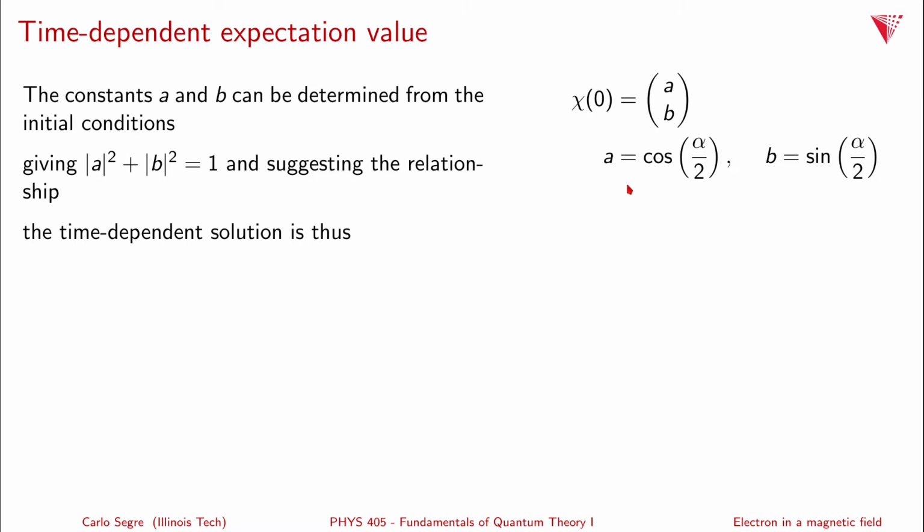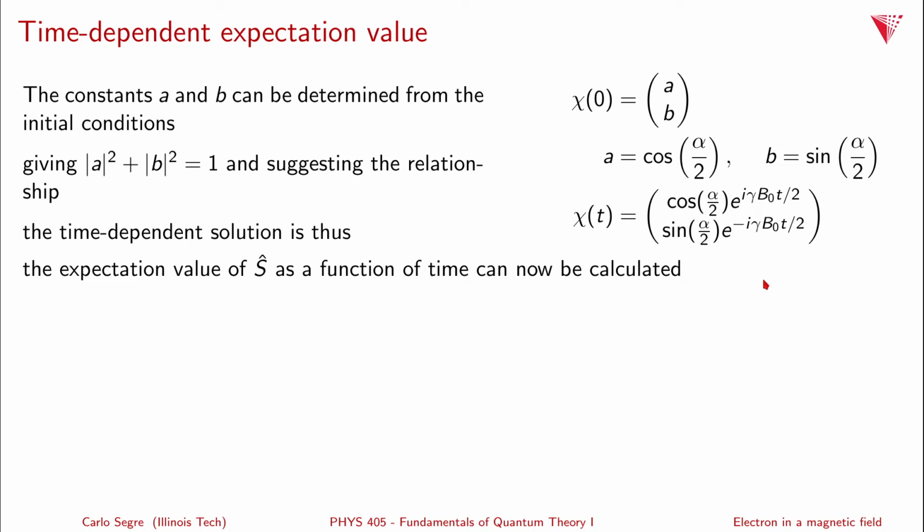Therefore, we can write the time-dependent solution in the following way. Chi of t is cosine of alpha over 2, e to the i gamma b sub 0 t over 2. And then the second component is sine of alpha over 2, e to the minus i gamma b sub 0 t over 2.